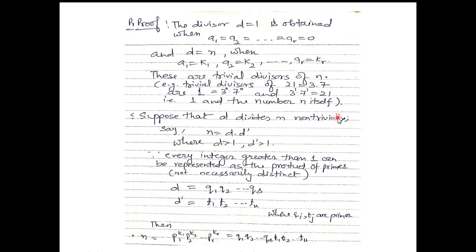Suppose that d divides n non-trivially, that is n is equal to d into d dash, where both d and d dash are greater than 1. So they are greater than 1, so we can write them as product of primes. So let d is equal to q1 into q2 into q3 to qs, and d dash is equal to t1 into t2 into tu. These qi's and tj's are prime numbers. So n is equal to d into d dash.